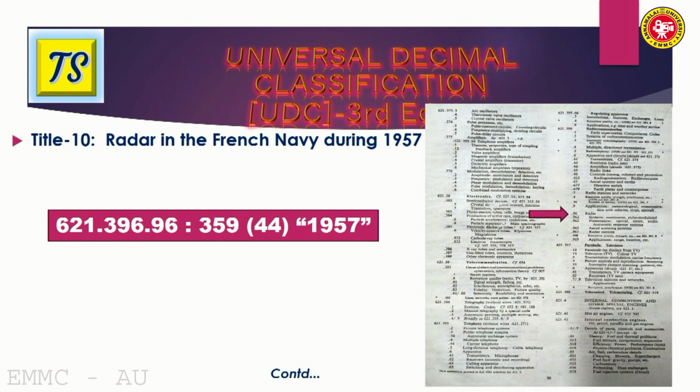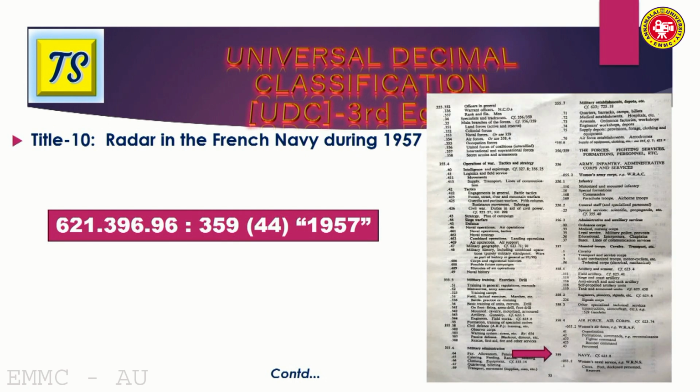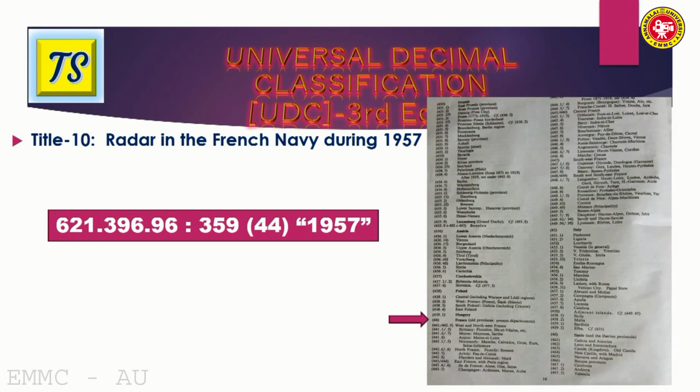621. Under 621, if we go down, you can find 621.396.96. So under 621, these divisions and subdivisions help to identify the radar. And this is Navy. On page number 52, you can find the notation 359. It is provided against the term Navy. Pick it. And this is the place. On page number 16, you can find the notation 44 for France.